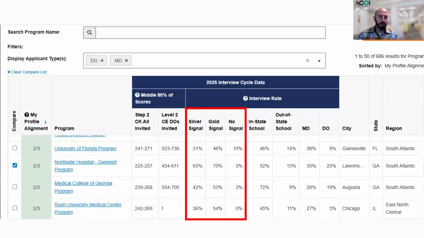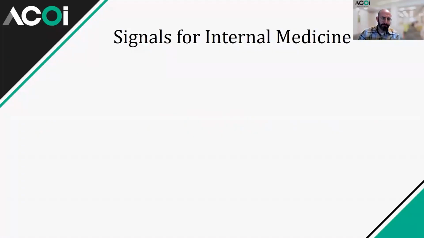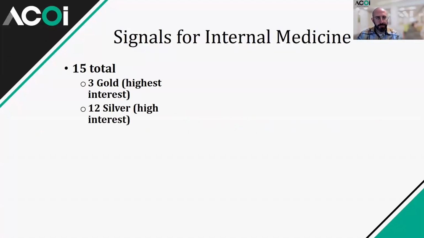Something I'm going to go into in good detail are the signals. So this is relatively new, but this is very important because this does help us decide who we're going to interview. So let's get into this a little bit. You get 15 total signals in internal medicine, 3 gold, 12 silver. Gold you should be using for places that you very much want to go, highest interest. Silver is still high interest. These are places that you very much want to get interviews.